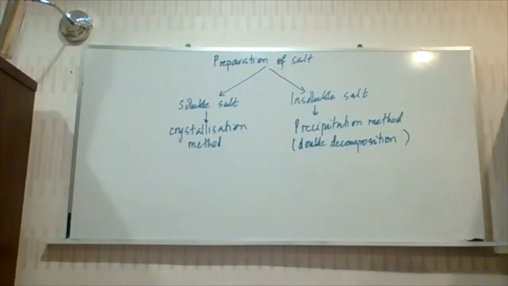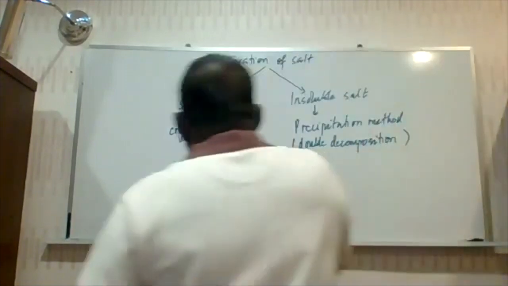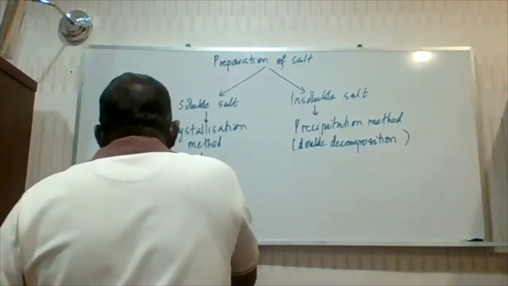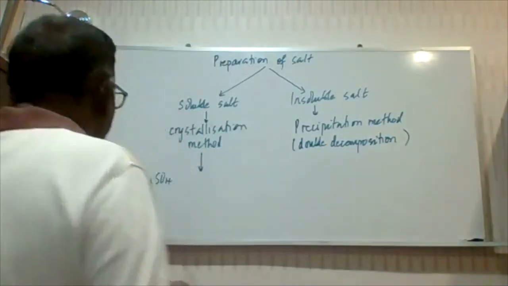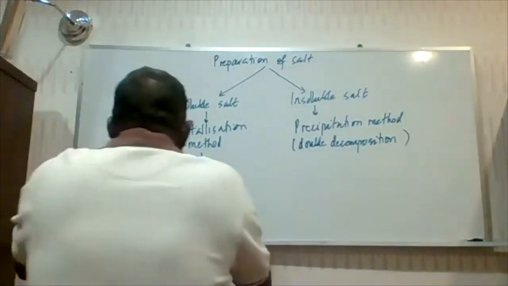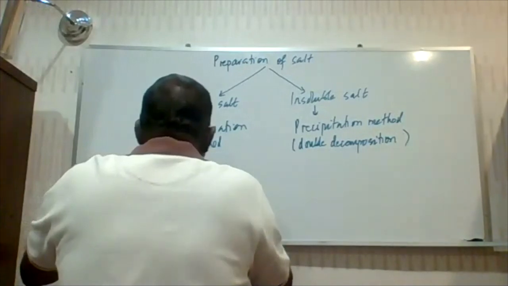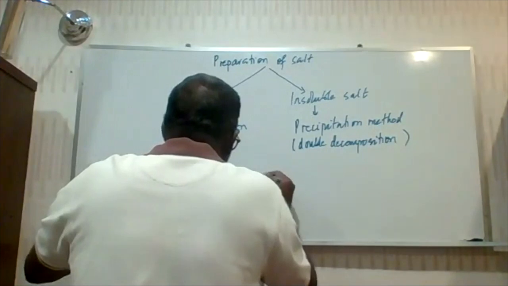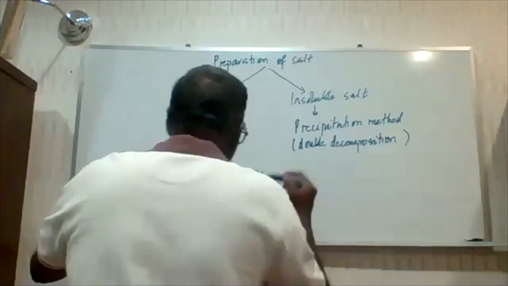Now, examples of salt that will be done under the crystallization method will be, for example, copper 2 sulfate salt. Why can copper 2 sulfate salt use this method? Because that's a soluble salt. Magnesium nitrate is a soluble salt. Zinc chloride is a soluble salt.